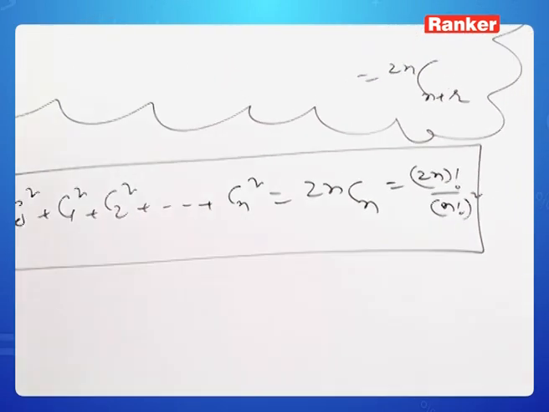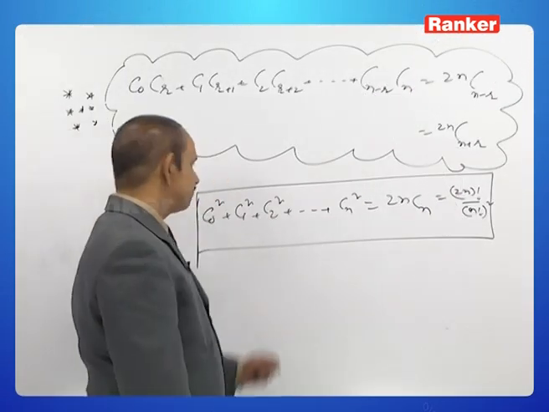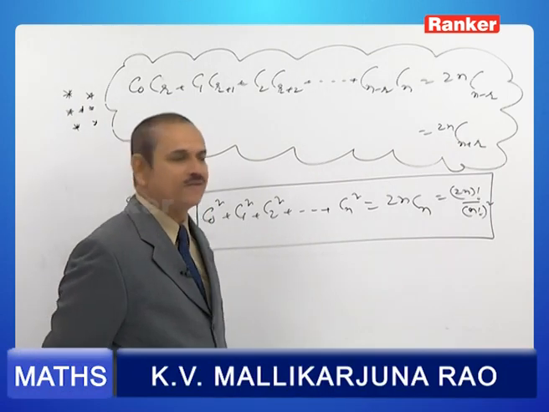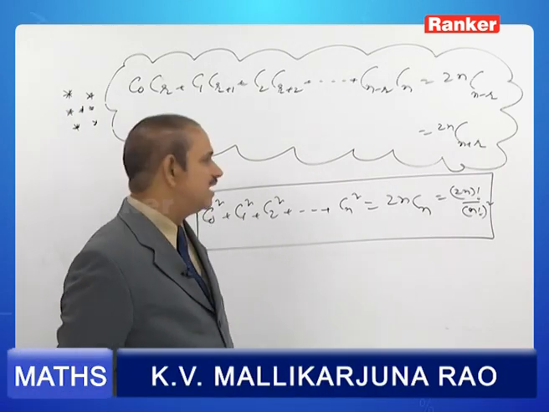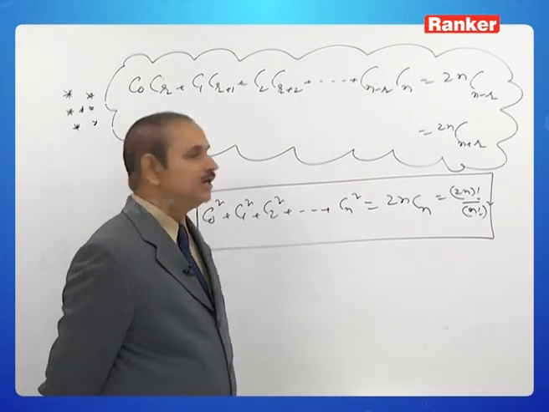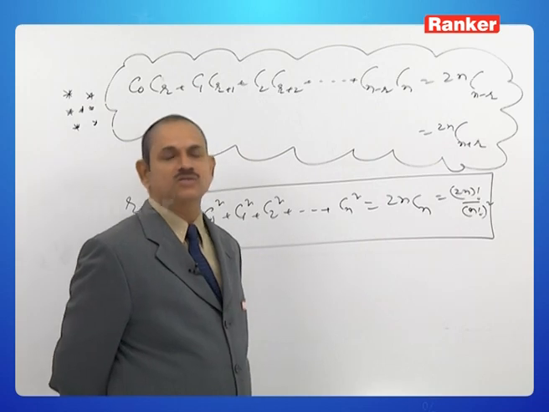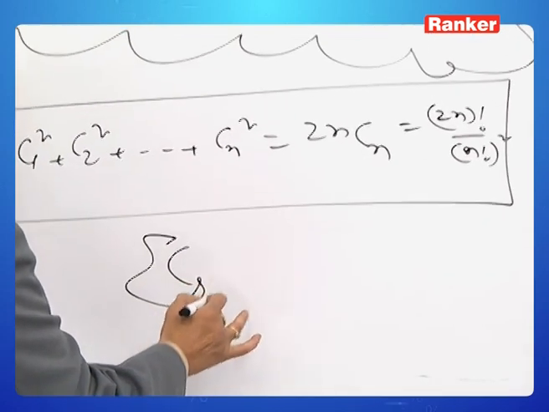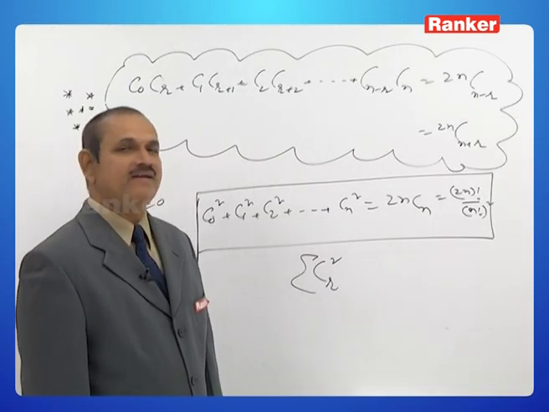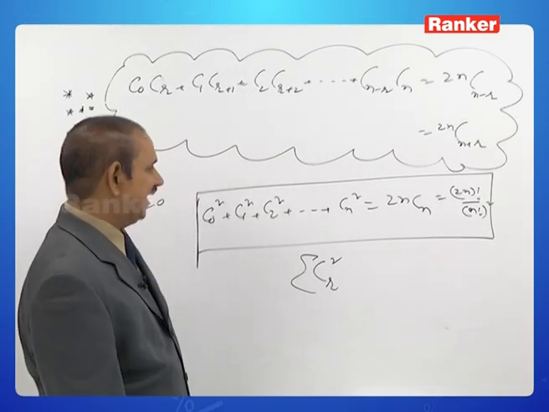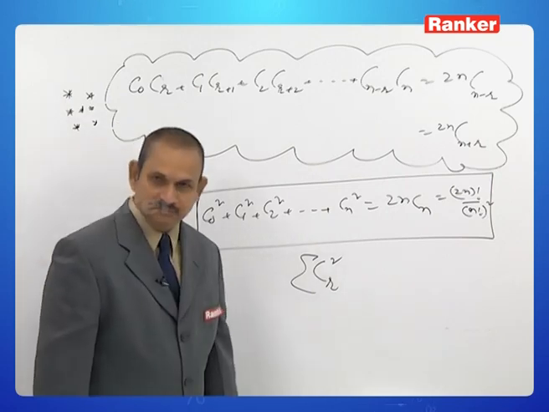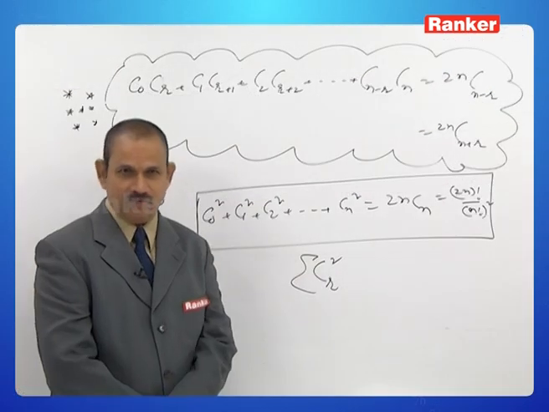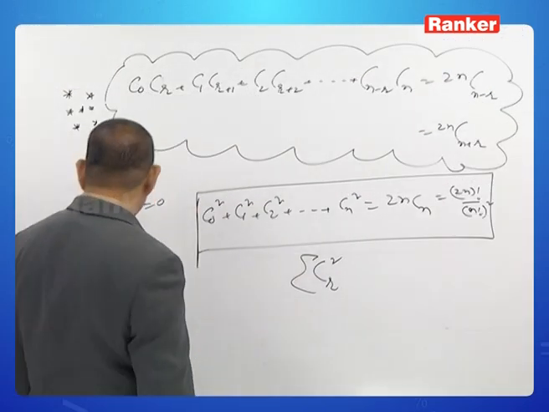This is the most famous popular result that we have at our disposal. What is that? C0 square plus C1 square plus C2 square plus etc. Cn square is therefore equal to 2n Cn, or equivalently to say 2n factorial by n factorial whole square. Yes, this is nothing but in sigma notation can be called like this: sigma CR square. Sum of the squares of all the binomial coefficients is again 2n Cn. That is nothing but 2n factorial by n factorial whole square. How beautiful it is.